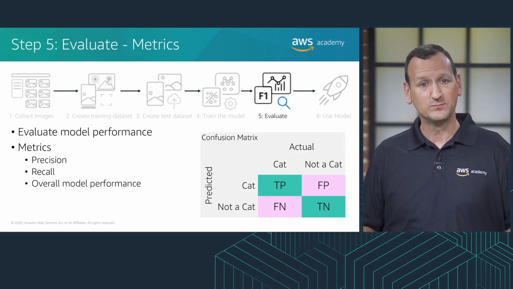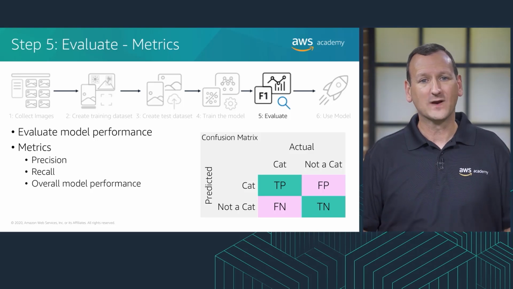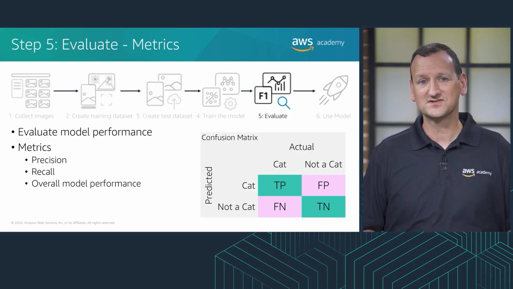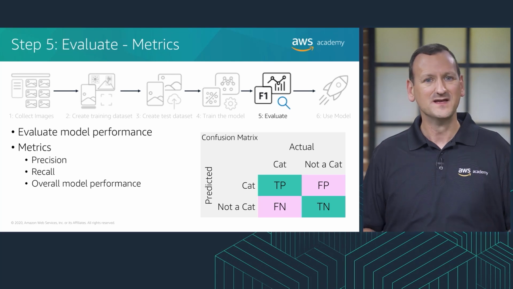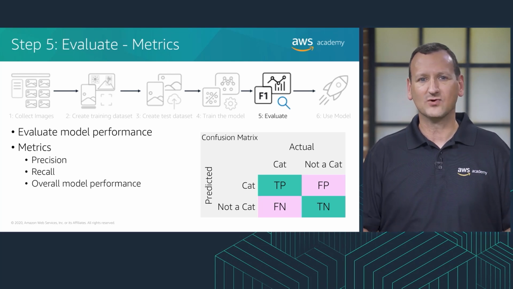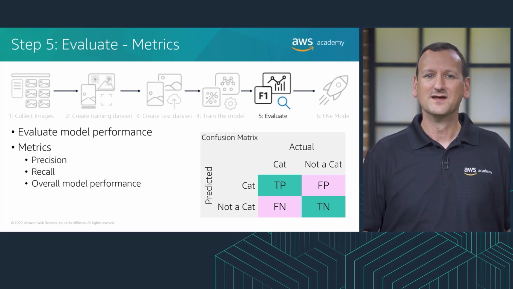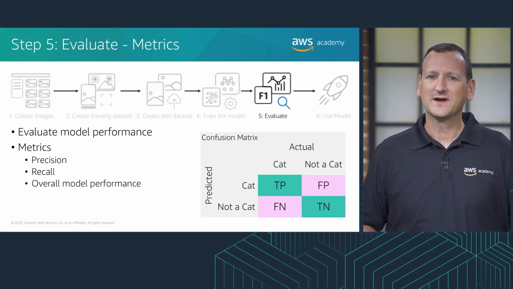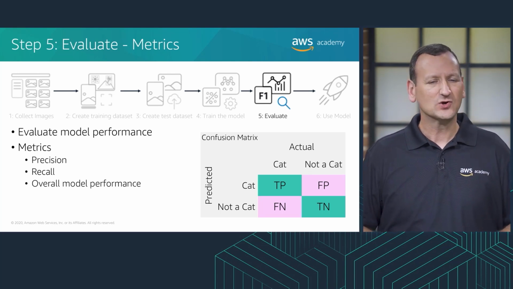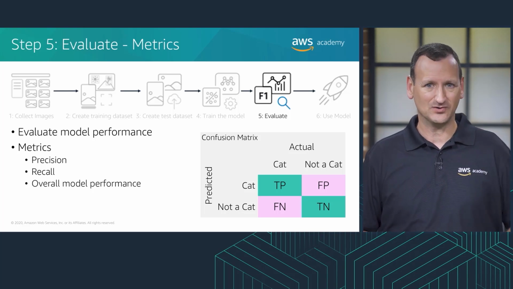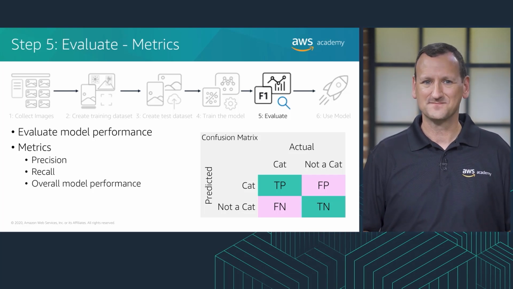With a true positive, the model correctly predicts the presence of the custom label in the test image. That is, the predicted label is also a ground truth label for that image. For example, Amazon Rekognition Custom Labels correctly returns a cat label when a cat is present in an image.